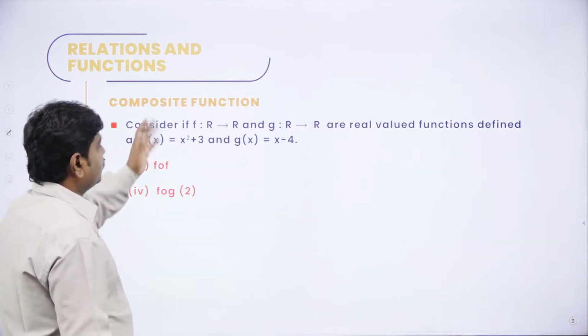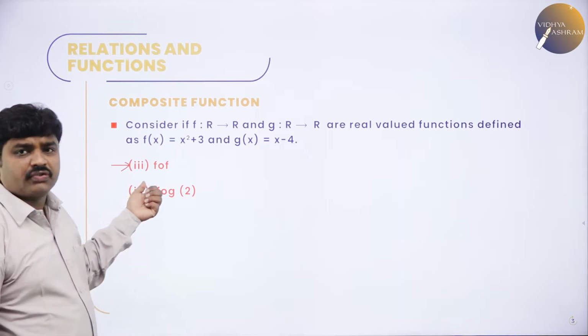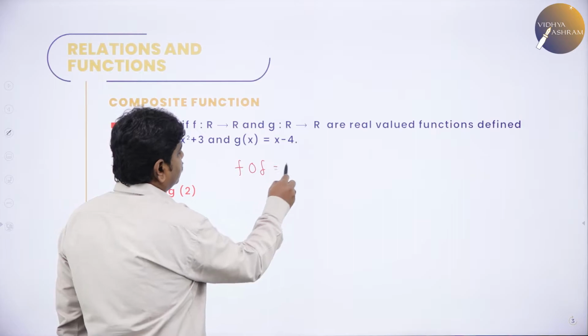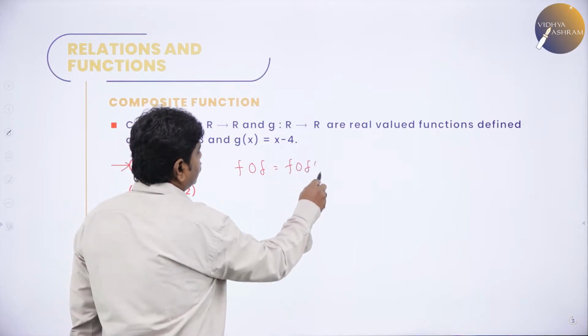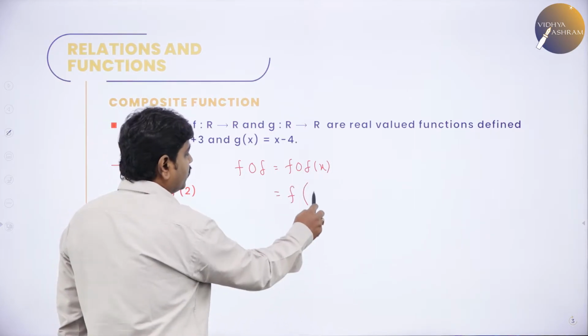Similarly, they are asking you to find fof. So the next question is fof. What is meant by fof? Fof means f of f of x. They do not give any number, it is f of f of x.